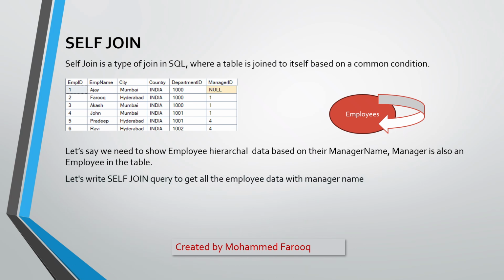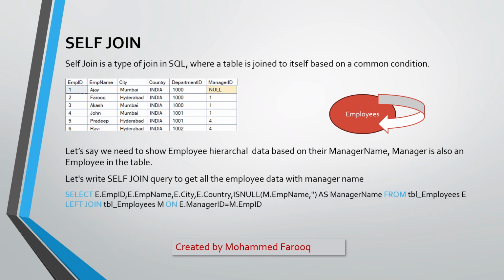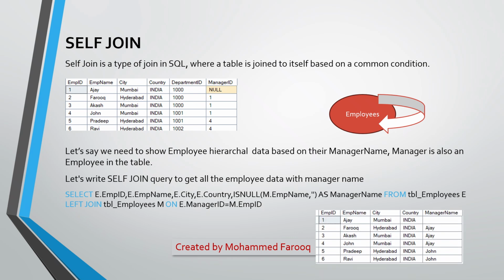So let's write the self join query to get employee data with their manager name. Select employee ID, employee name, city, country and M dot employee name as manager name from TBL employees E left join TBL employees M on E dot manager ID is equal to M dot employee ID. So when I execute this query, I get the employees with their manager names.